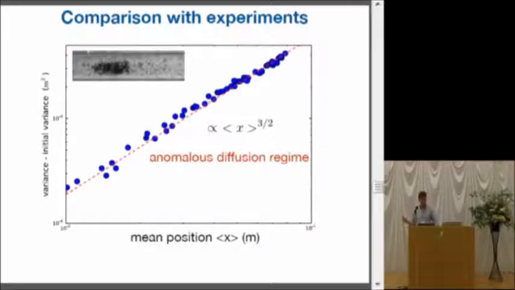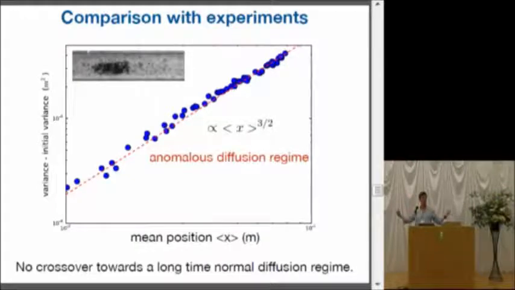The second observation we can make is that, at least in the experiments, we do not see any crossover toward a long-time normal diffusion regime. And at this stage, I don't know why. Maybe the flume is not long enough, I don't know. Okay, so the prediction works for an experiment, more or less, it seems, at least, let's say, it seems promising.